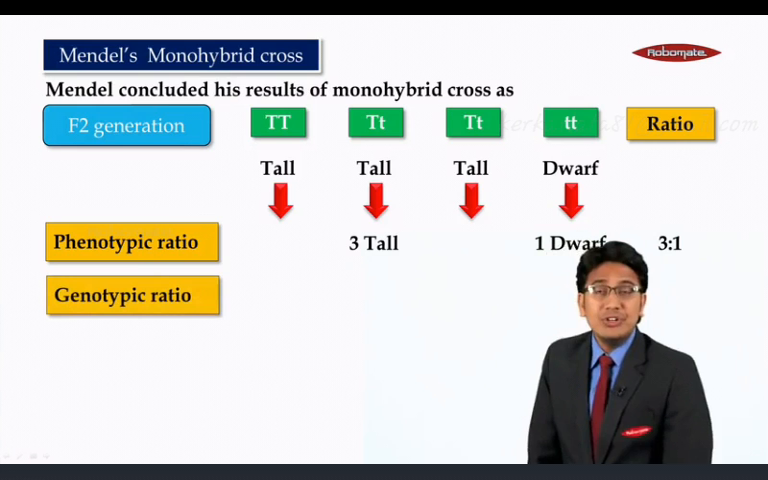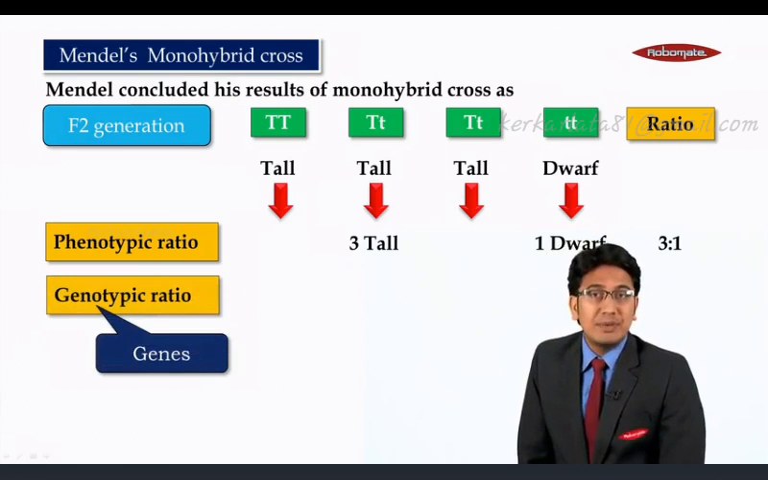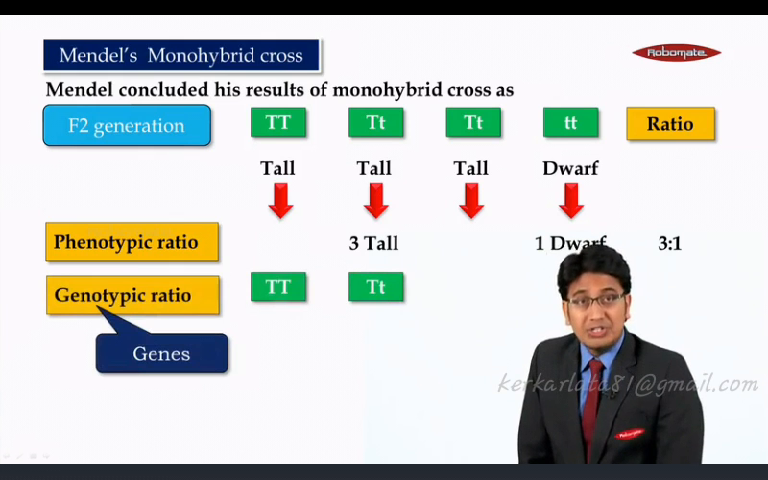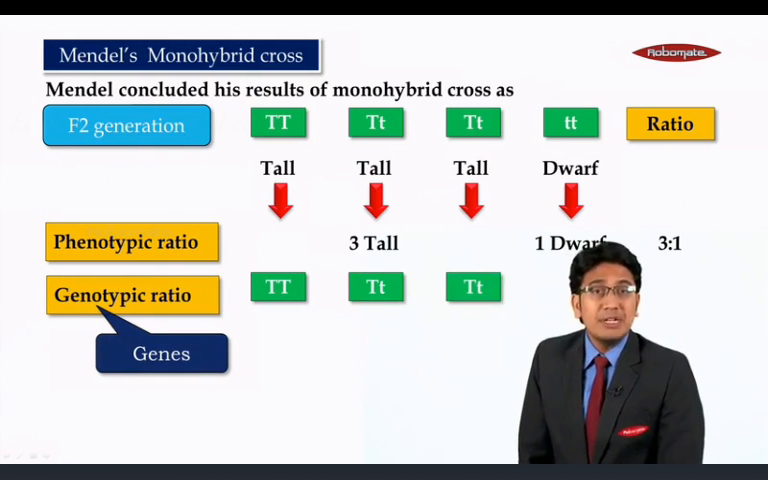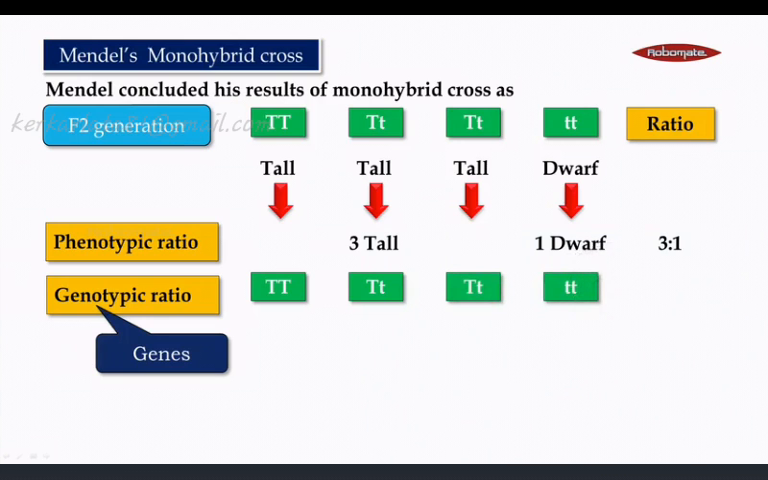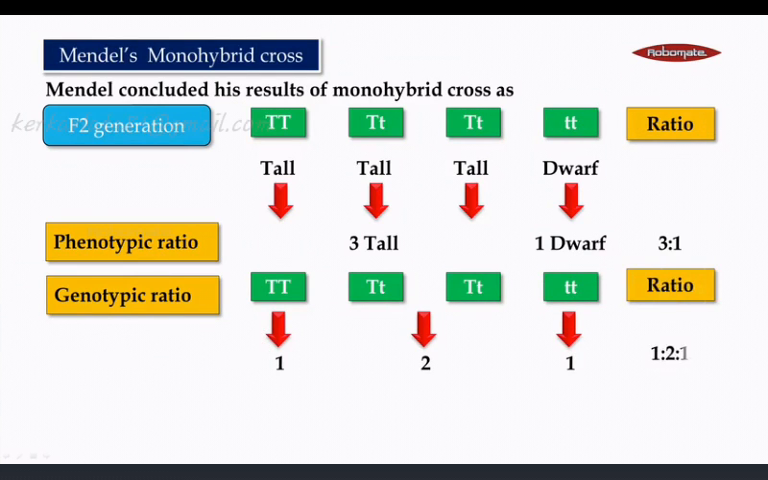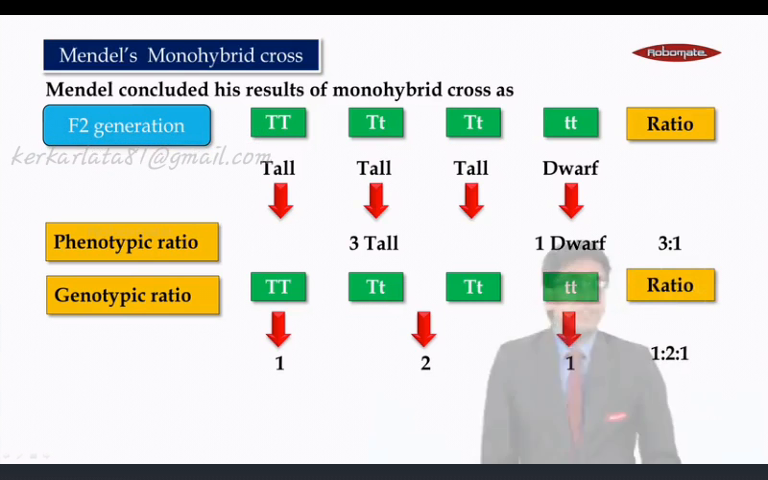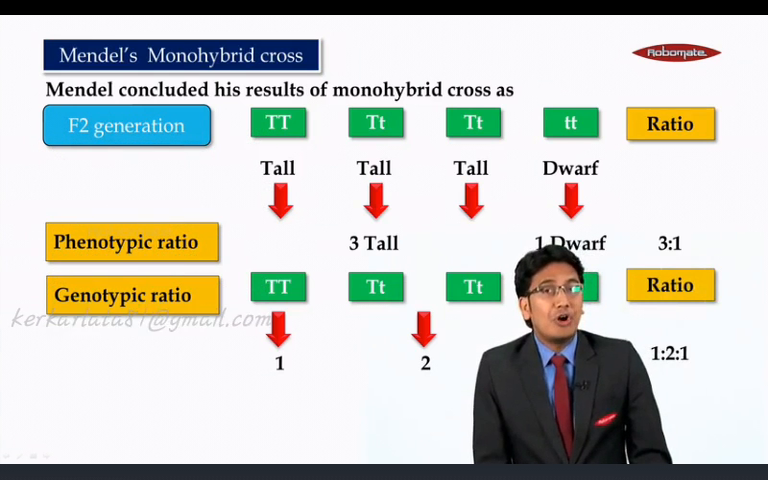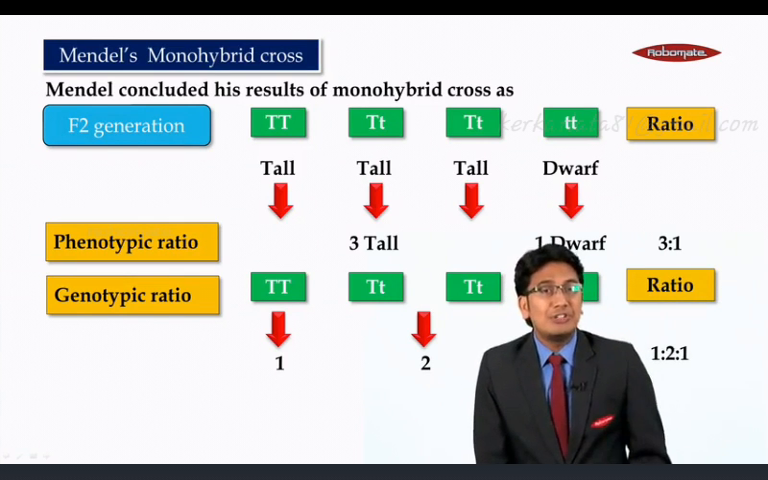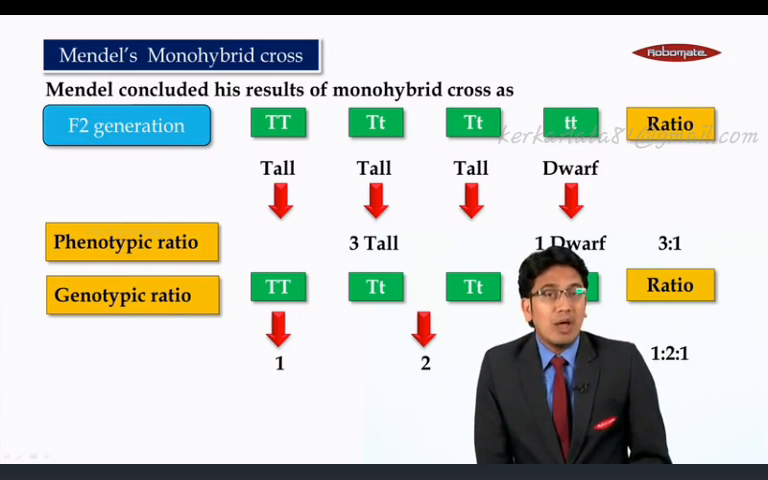And then he gave the genotypic ratio, the genes of these plants. The first gene is capital T, capital T. The second is capital T, small t. The third is again capital T, small t, but the fourth one is small t, small t. So he said there is 1 capital T capital T, 2 capital T small t and 1 small t small t, the ratio becoming 1:2:1. So these are the two ratios of Mendel's monohybrid cross, the phenotypic ratio and the genotypic ratio, 3:1 and 1:2:1.